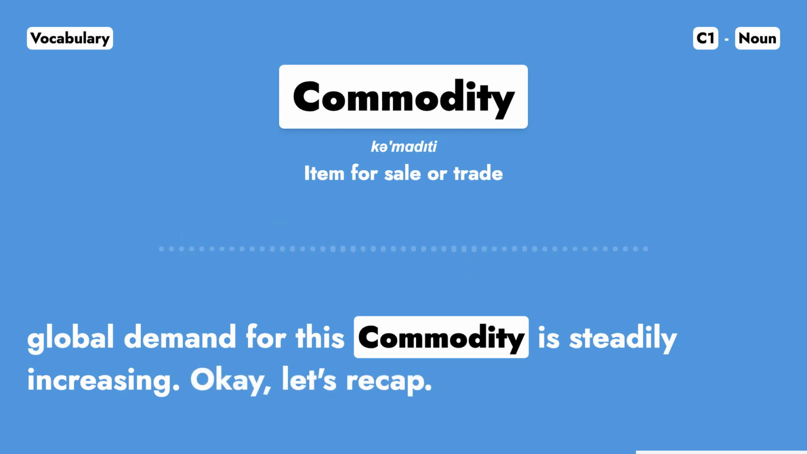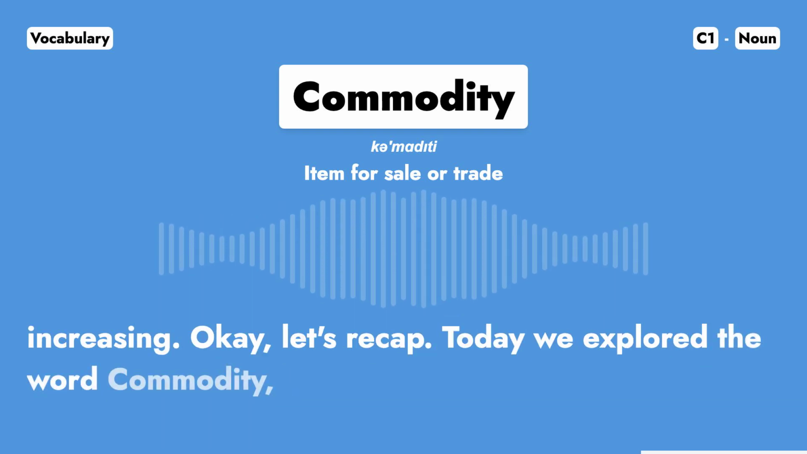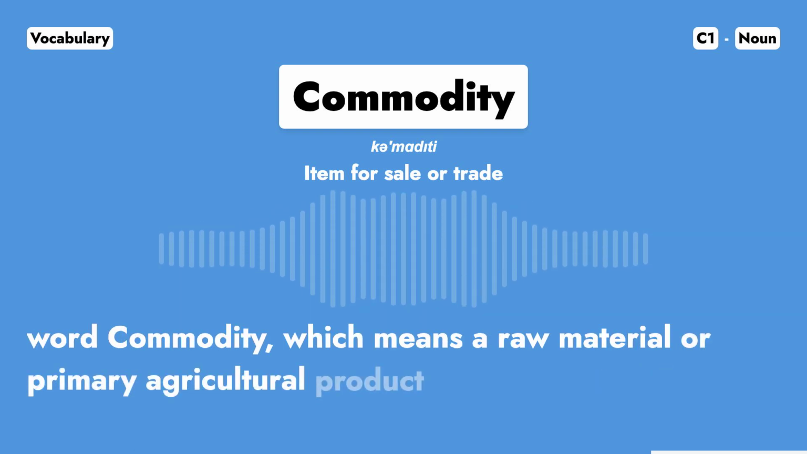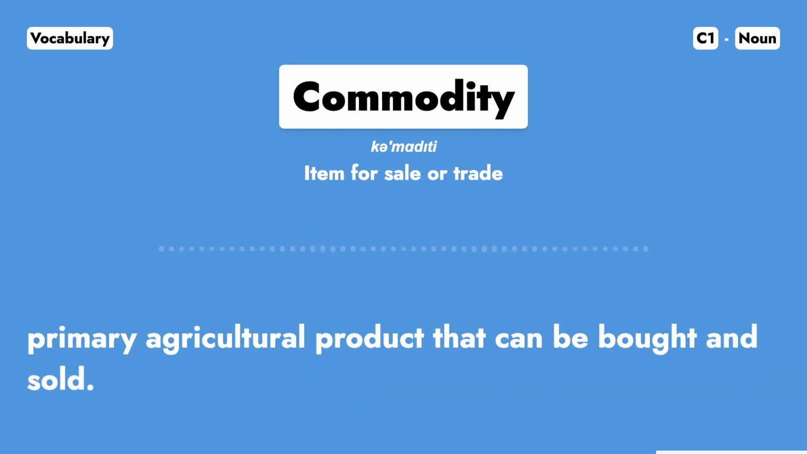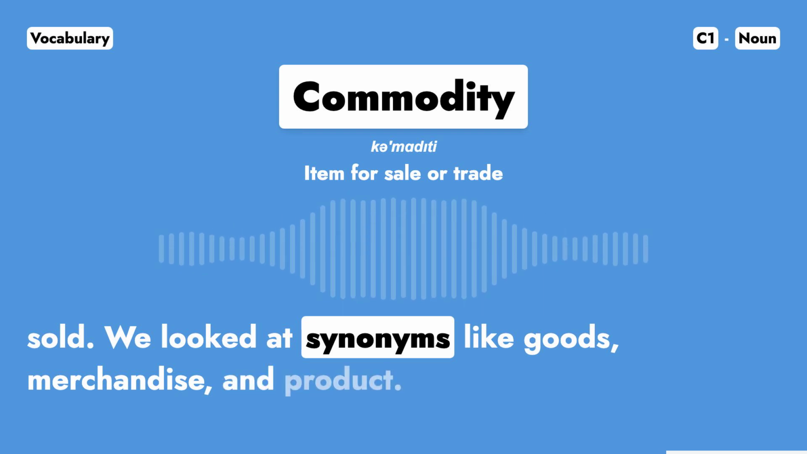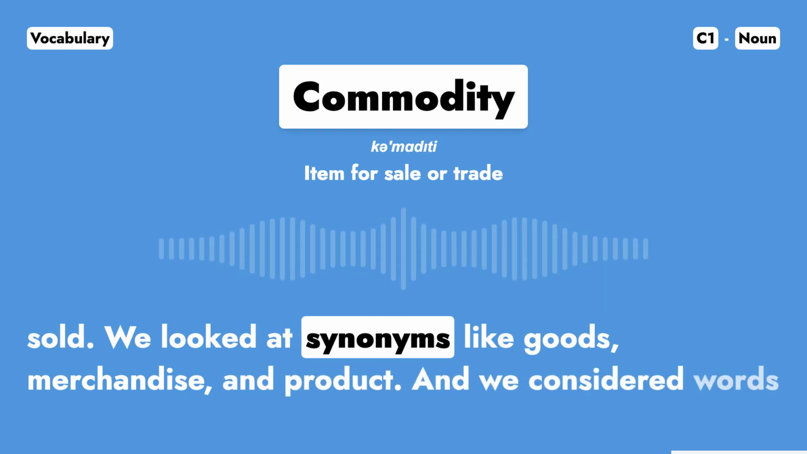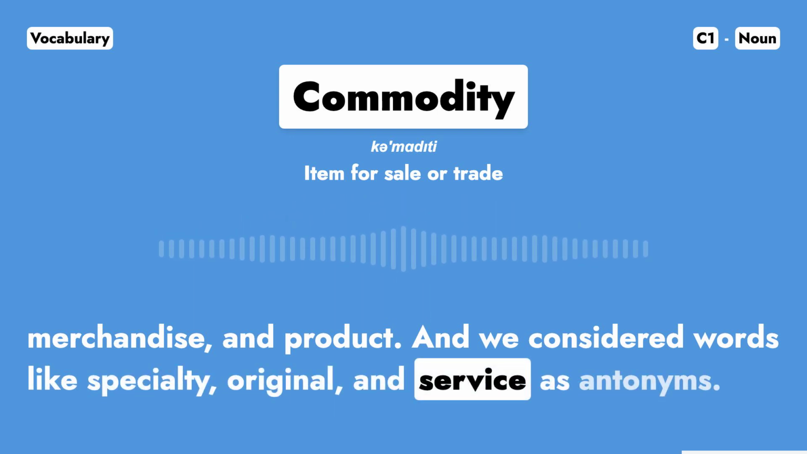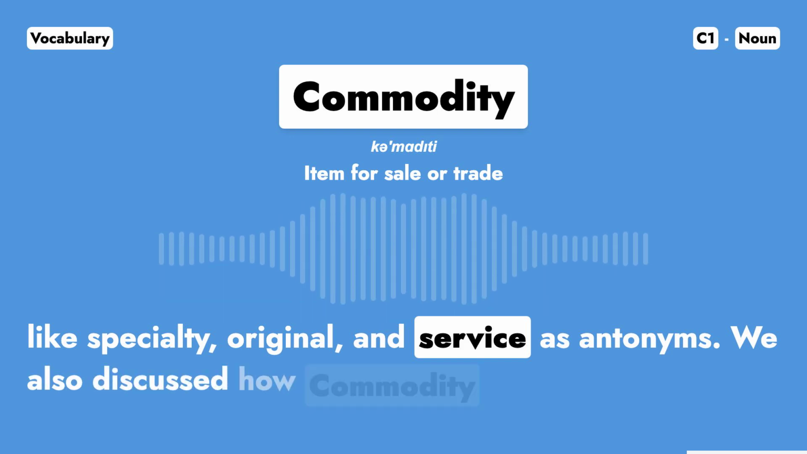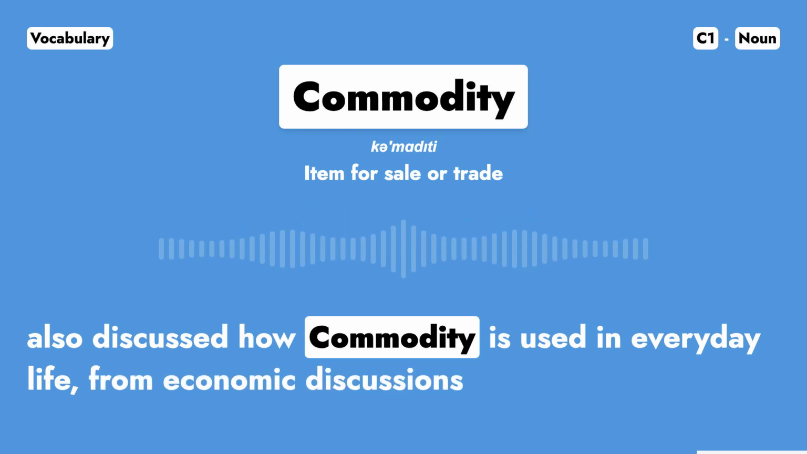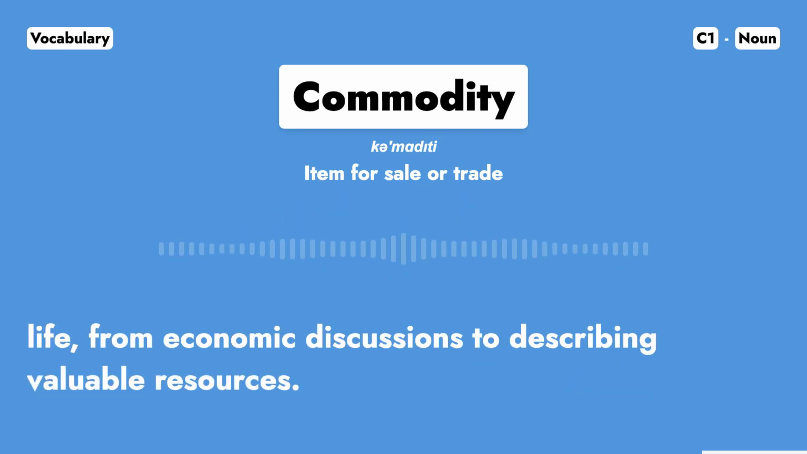Okay, let's recap. Today we explored the word commodity, which means a raw material or primary agricultural product that can be bought and sold. We looked at synonyms like goods, merchandise, and product. And we considered words like specialty, original, and service as antonyms. We also discussed how commodity is used in everyday life, from economic discussions to describing valuable resources.